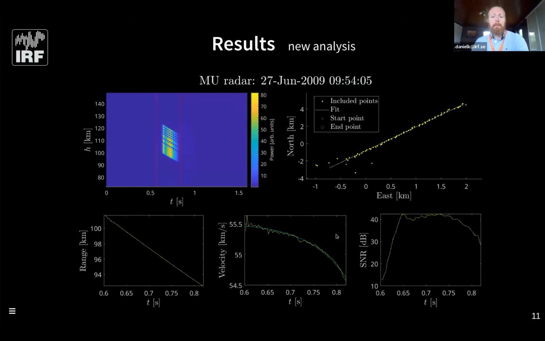This is how a typical event looks. So here you have a range time intensity diagram. And this block of increased power is the received radar code. So these red lines were put in by the event search. It said that here's an echo. This is what should be analyzed by the entire pipeline. Here we have a ground projection of the track. So this is in east-north units in kilometers above the radar.